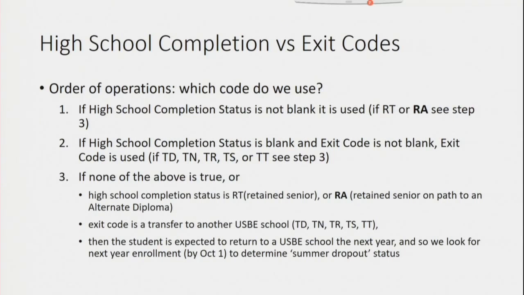And then once we've selected a code from high school completion status and exit code, or if both those fields are blank, then we look at if the student has a code, or if it's blank, it means we expect the student to return to school the next year. Retained seniors and students with transfer exit codes are expected to return to school the next year. Then we'll look to see if they actually do return to school the next year, and if they don't, then they get defined as a summer dropout.